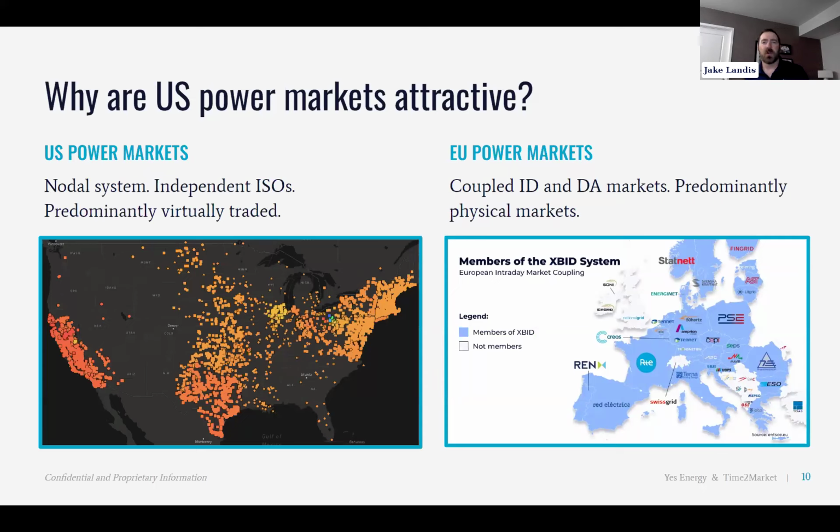I'm going to hand it over to Paul here for a minute and talk a little bit about the differences between that nodal system and the ISOs of the US markets and then some of the EU markets. So take it away, Paul.